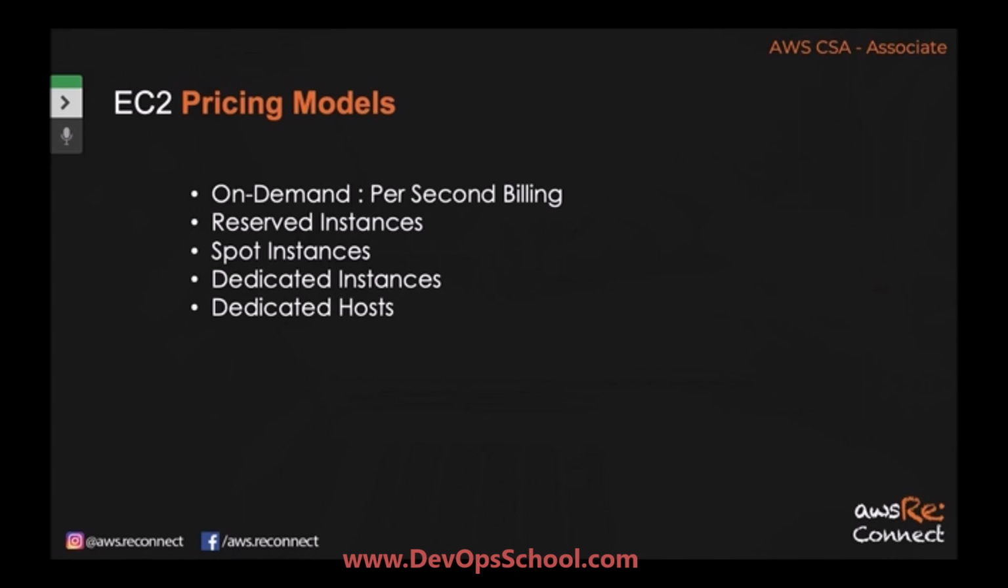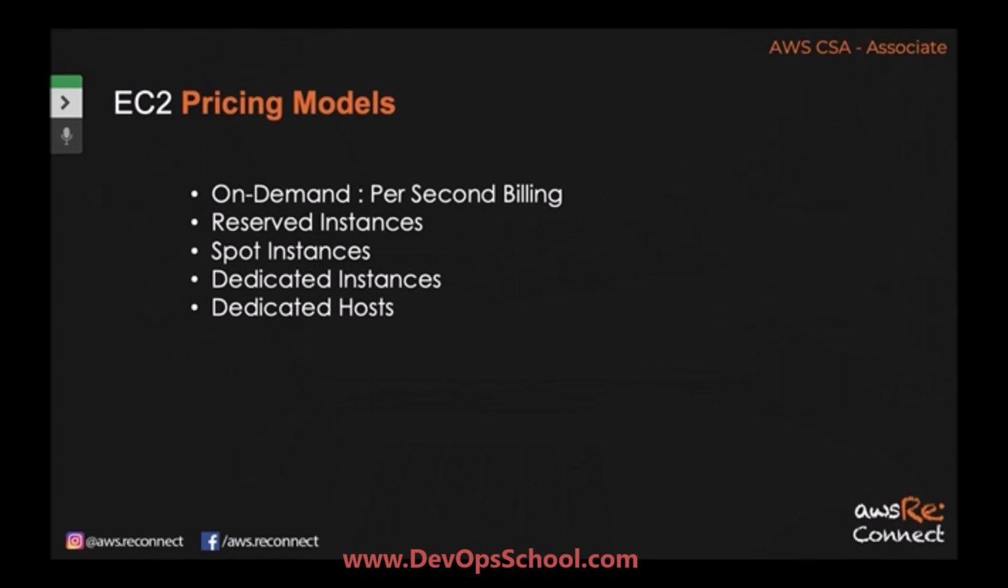Third one is dedicated instance. For a dedicated instance, you have to call Amazon, take support from them, and they will dedicate particular instances for you. You can use it anytime. These are like private instances. So Amazon will take a separate shelf for you and will dedicate particular instances for you.